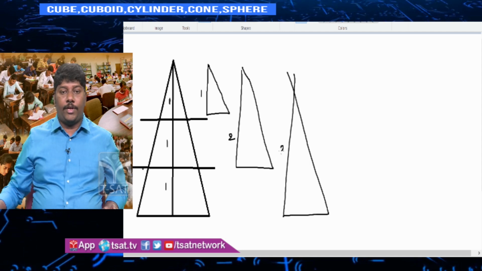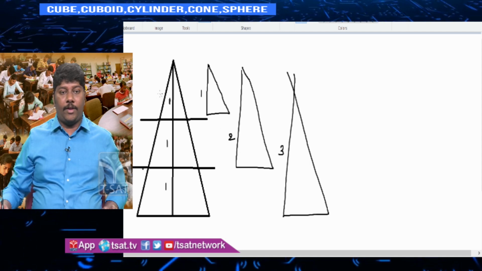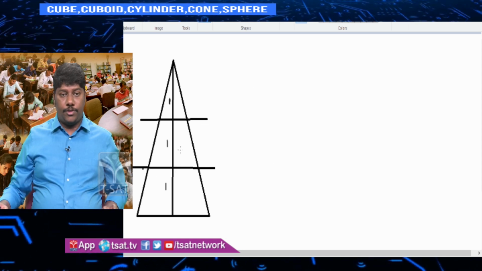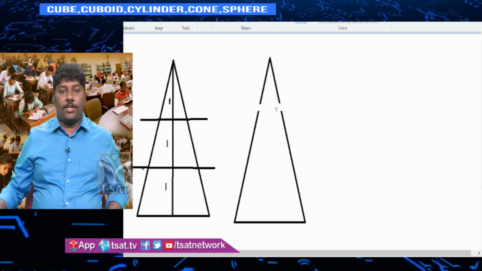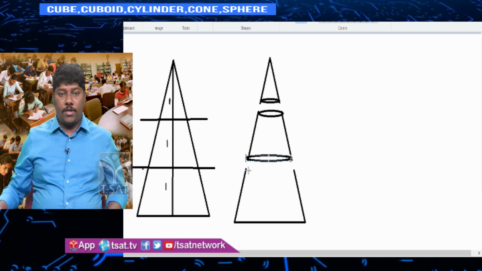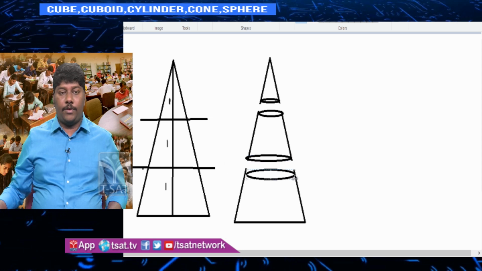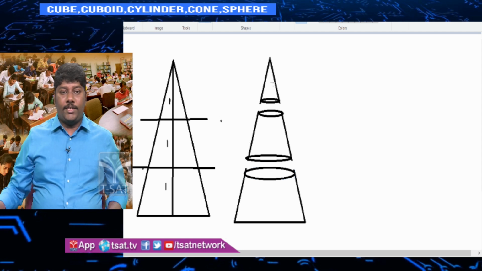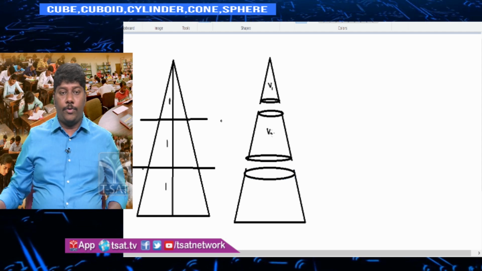That sides ratio is 1:2:3. It appears like 1, 1, 1, but it is 1:2:3. When the sides ratio is 1:2:3, just imagine how a cone looks like after cutting it. This is how the 3 parts of the cone look like. Now what is the ratio of volume 1, volume 2, volume 3?